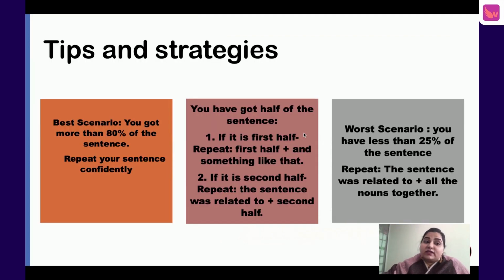So let us see what are the tips and strategies. So there are 3 different scenarios. The first is the best scenario, where you got the whole or 80% of the sentence right. You can repeat it confidently. The second stage is where you have 50% of the answer right. So that is, you've got half of the sentence right. If it is the first half, you can say the first half of the sentence plus, you can say and, something like that.